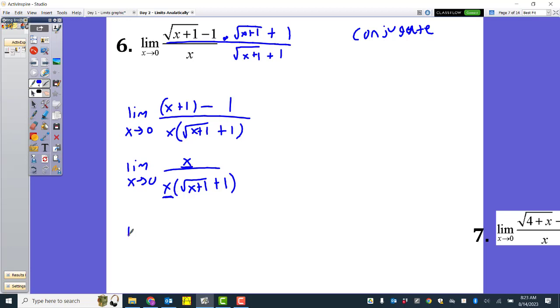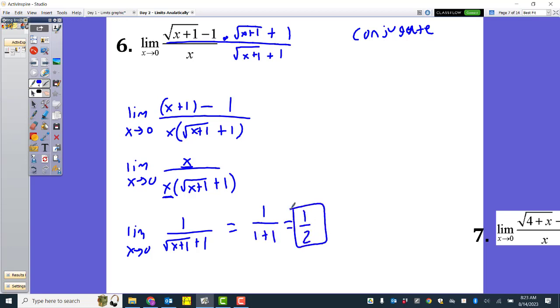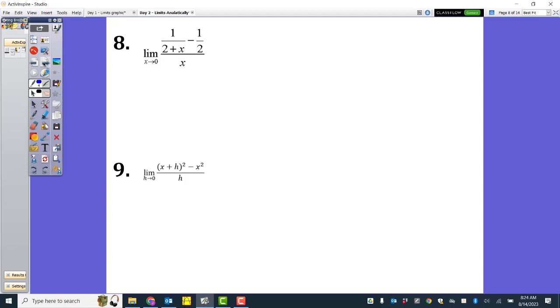They'll cancel out, and we're left with limit as x approaches 0 of 1 over square root x plus 1 plus 1. Now we're at a point where we can plug in 0. So we plug in the 0, 1 over 1 plus 1, 1 over 2. So there's our limit. So that's multiplying by the conjugate. Okay. Moving to the next one.